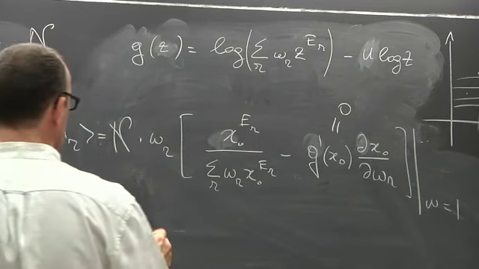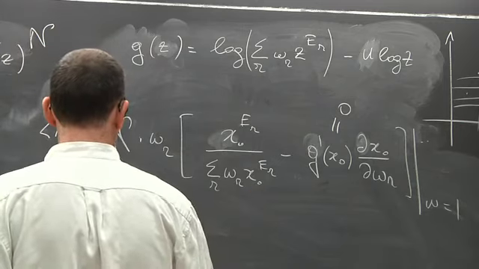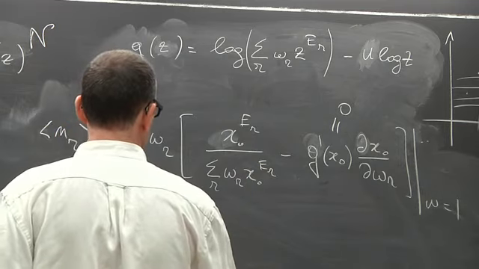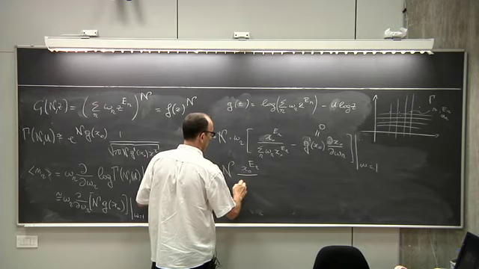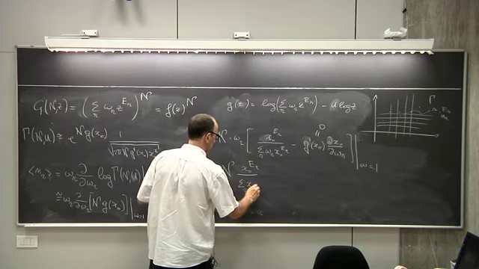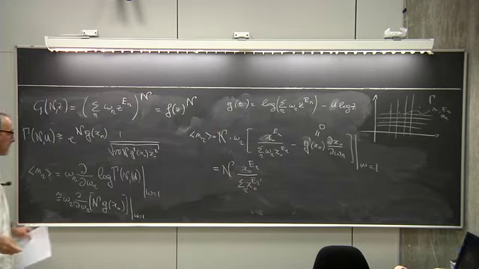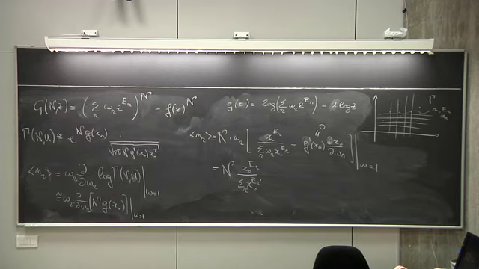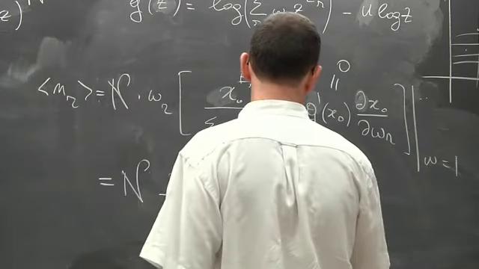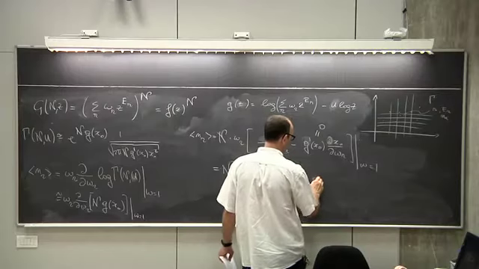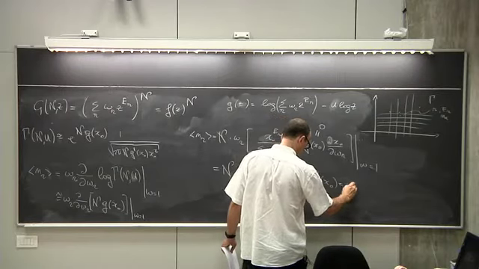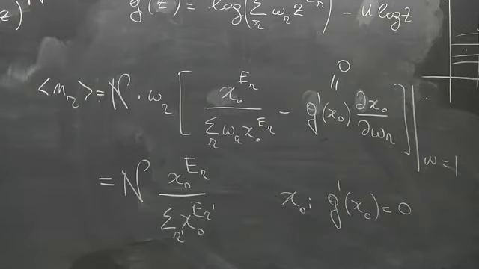So the result which I get, if I set all the omegas equal to 1, is that this is just n times x naught to the power e r divided by the sum over r prime of x naught to the power e r prime, where this x naught is determined exactly by the condition that this thing should be equal to 0, which is the constraint which fixes the average energy. Okay. Now, this is the final result.